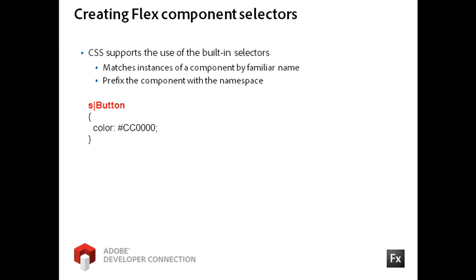You can apply styles to all instances of a Flex component in your application by using the Flex components as selectors in CSS. You use the familiar component name, for instance, in this case button, and prefix it with the appropriate namespace. Between the namespace and component name, place a pipe character. The rest of the CSS syntax is the same. You define the styles and their values between the curly braces for the selector.